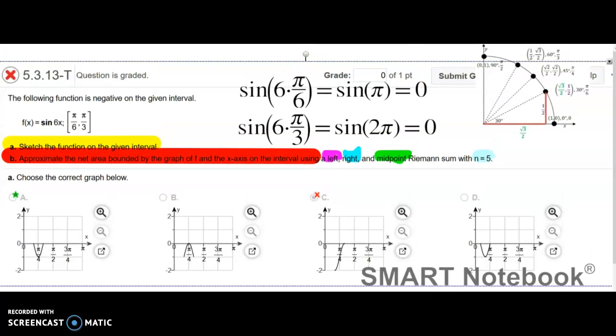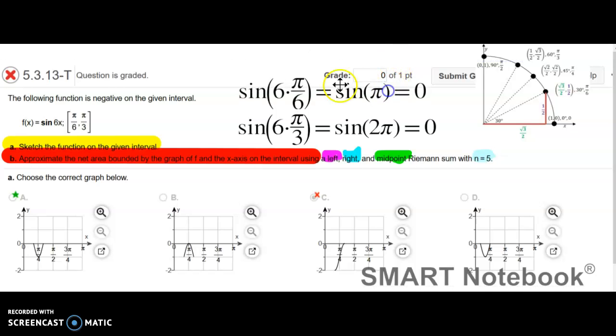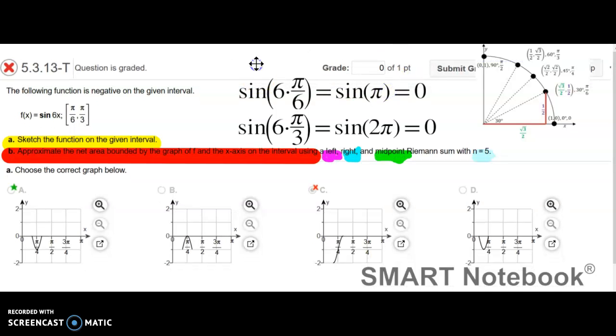I made this up because I saw two people have gotten onto this far of the 5.4 definite integral stuff, question number 7. So here we go. They asked you to first find the function right here. This is the function they're asking you to graph on the interval pi over 6 to pi over 3.